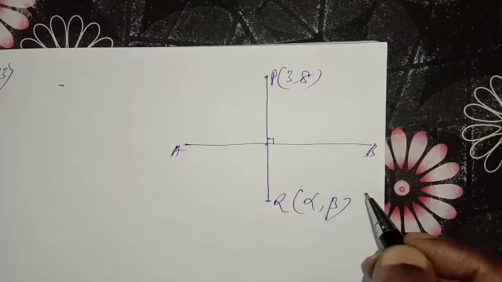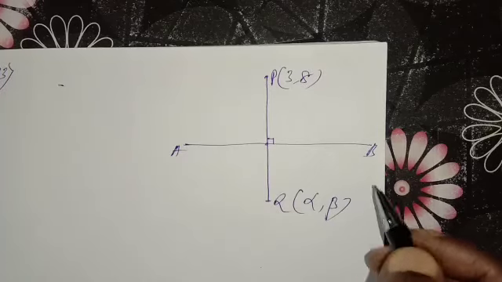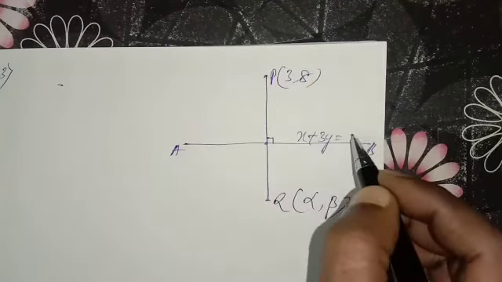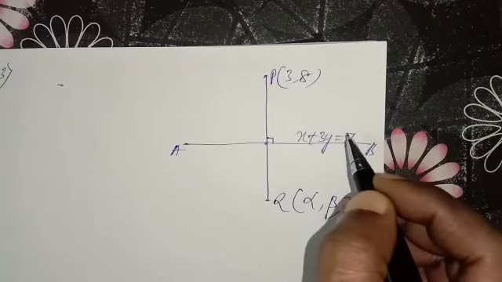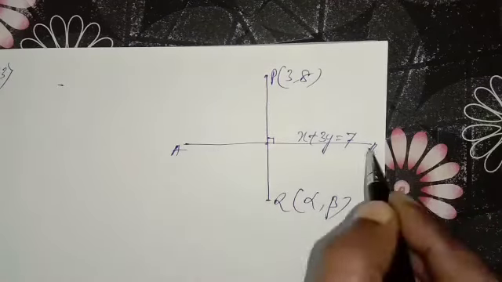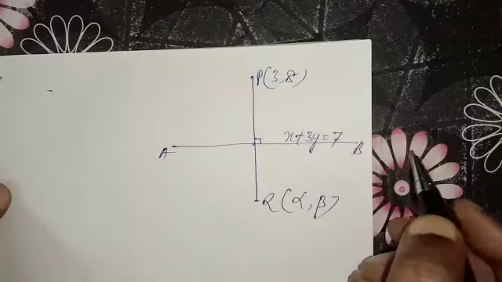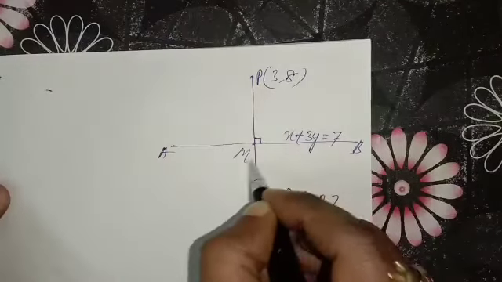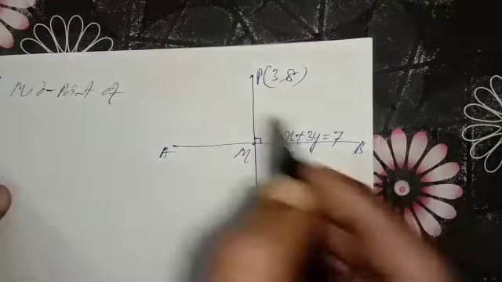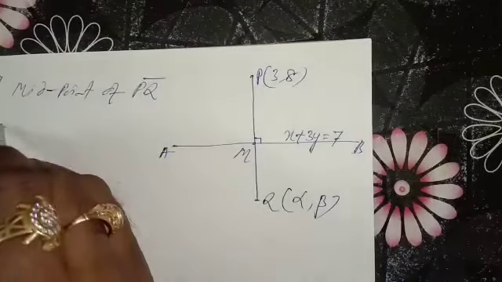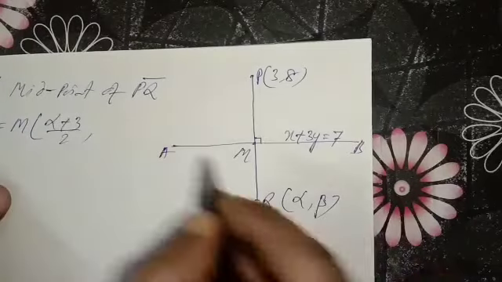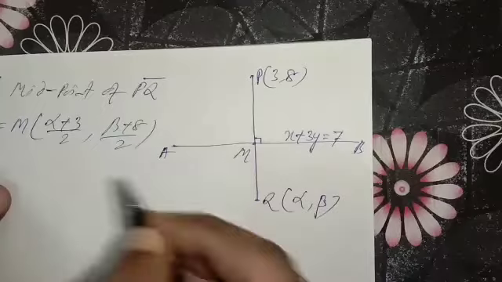I am repeating the question. Find the image of the point (3, 8) with respect to the line x + 3y = 7, assuming that the line is a plane mirror. This is the mirror line. So first of all, I have to find the midpoint of PQ. Let that point be M. The midpoint of PQ is M, which is ((alpha + 3)/2, (beta + 8)/2).